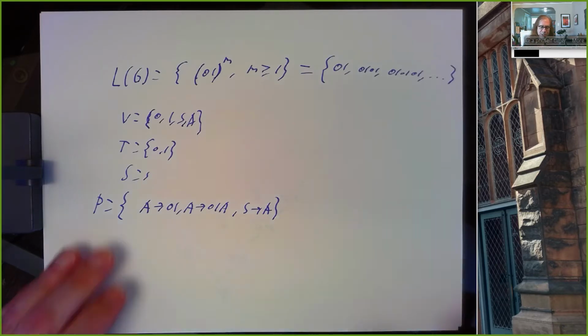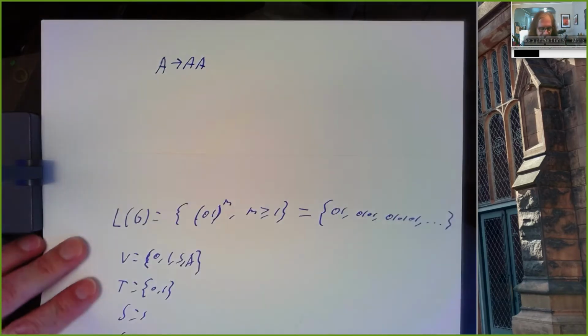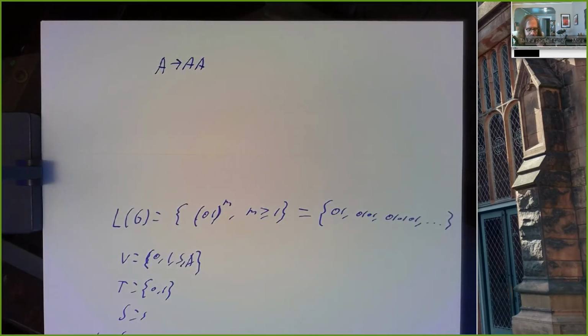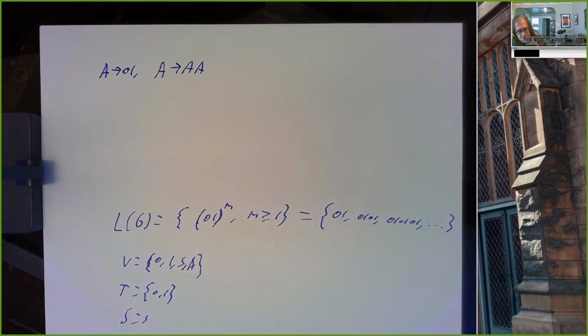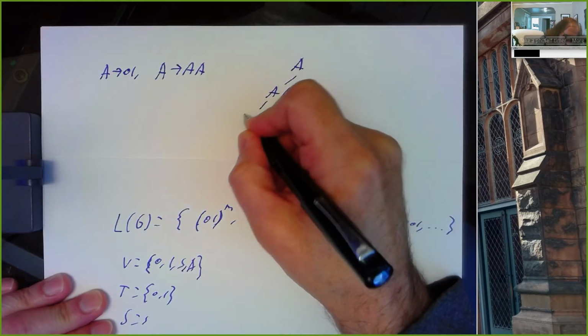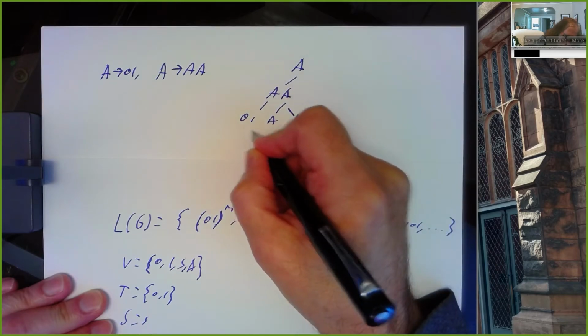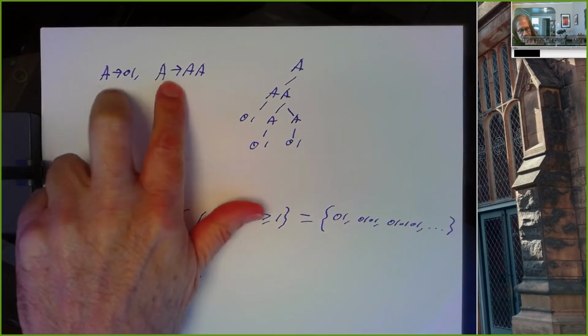Could you just say A goes to AA? The problem with that is, and also A goes to 0, 1, I'm guessing. I don't know if that will get us, yeah, maybe that would. A goes to AA, so this could be a... I think that would work, right? Technically, those production rules, I think, would get you there.